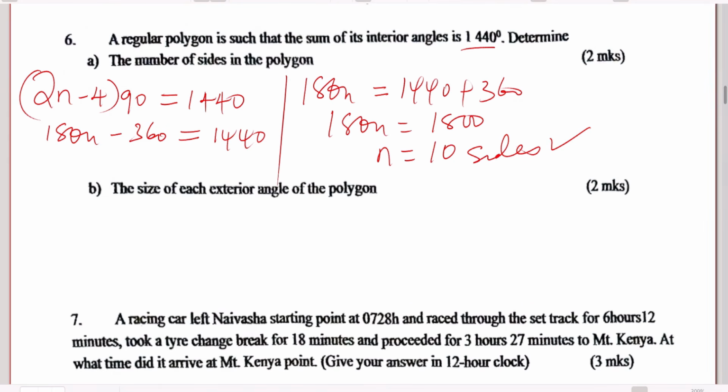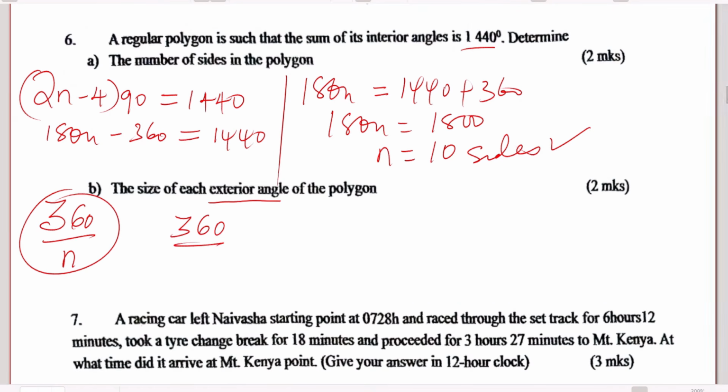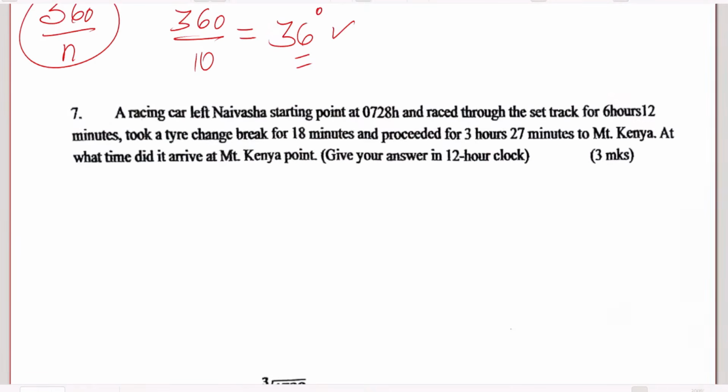Part B, the size of each exterior angle of the polygon. Again, how do we get the exterior angle? One exterior angle of a regular polygon, we get it by this formula, 360 divided by n. That is how we get the size of each exterior angle in a regular polygon. So in this case, we have 360. You divide by the number of sides, which is 10, and this will give the size of each exterior angle to be 36 degrees. Question 7.